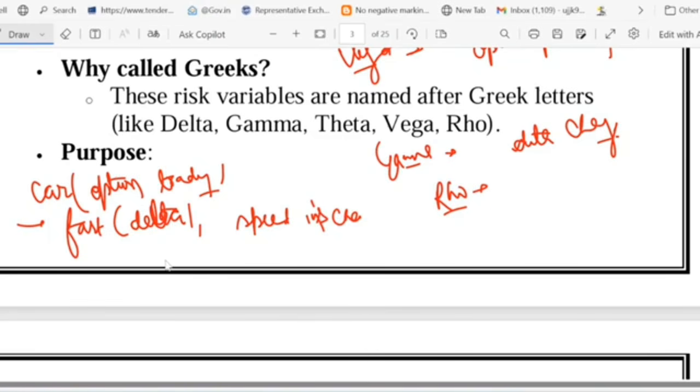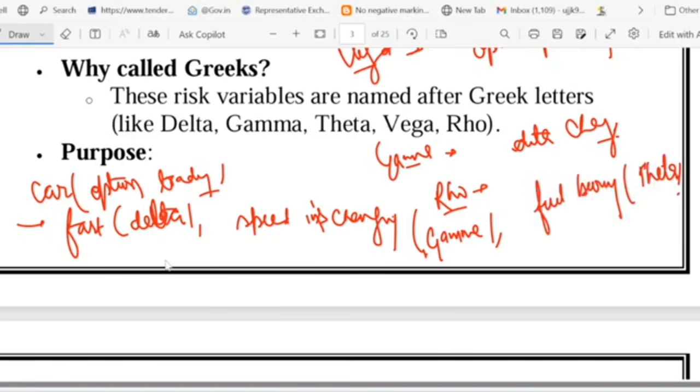Okay. You want to know how much fuel you are burning per hour. That is your theta. You want to know how the wind affects speed. So wind affecting speed, that is your vega. And you want to know how much a change in fuel price would affect your trip cost. That is your rho. So basically, delta, rho, vega, gamma, theta, these are the Greeks.